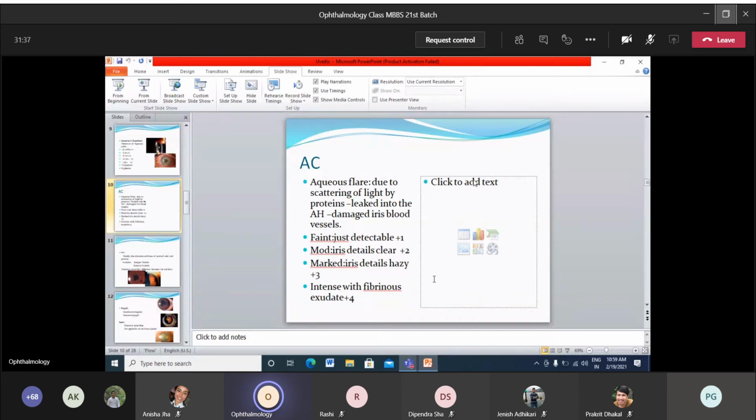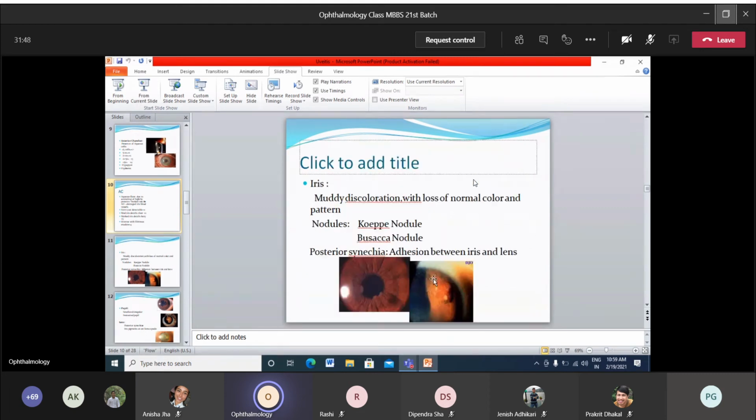You'll have to look for cells and flare, which is seen mainly by the slit lamp, though of course by the torchlight also you can have some idea. Now continuing, in the iris you have muddy discoloration of the iris with loss of normal color and pattern. Okay, so when you look for the normal structure or the normal pattern, the normal crypts and collarette, they are lost because it is muddy because of the inflammation.